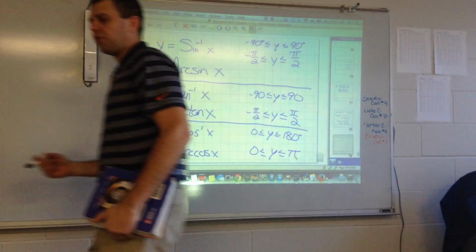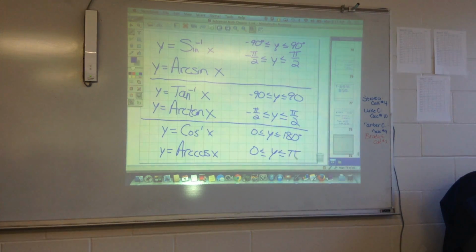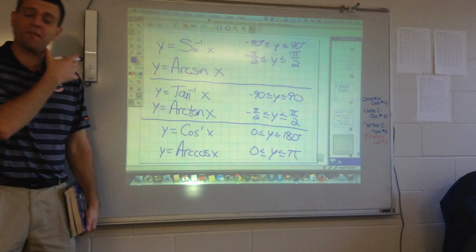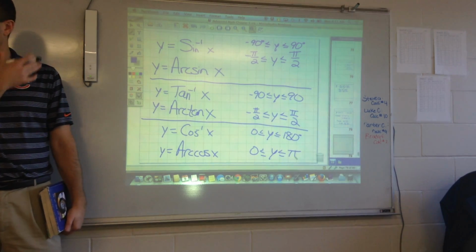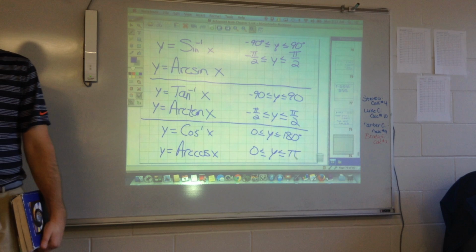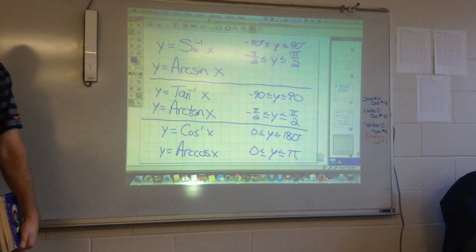Now, I know on Friday we worked a little bit with the graphs of these. You will not actually, on any of our exams, have to graph any of these inverse ones, but I thought it would be good to show you those so you kind of had an understanding of what they are.